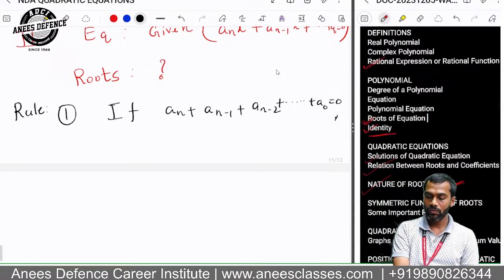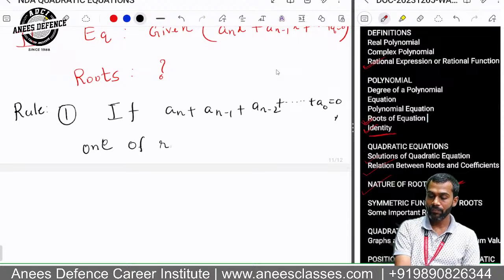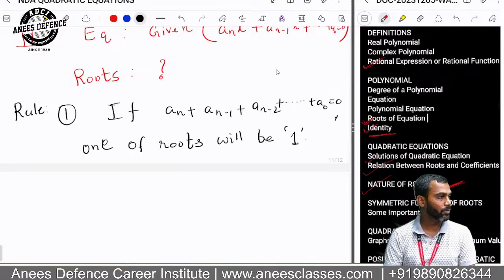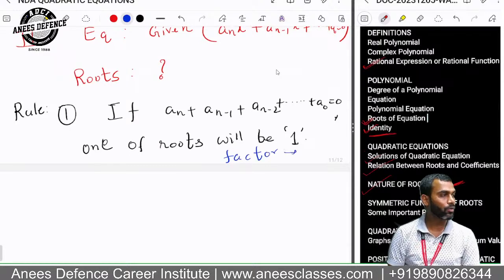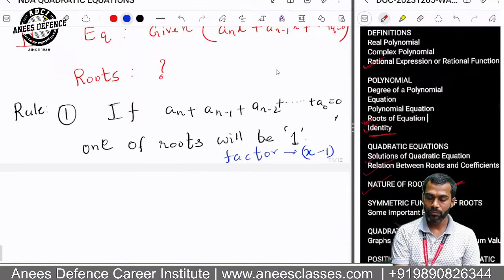one of the roots will be 1. Yes or no? And the factor would be x minus 1. Is there any doubt? Now, rule number 2. Tell me.